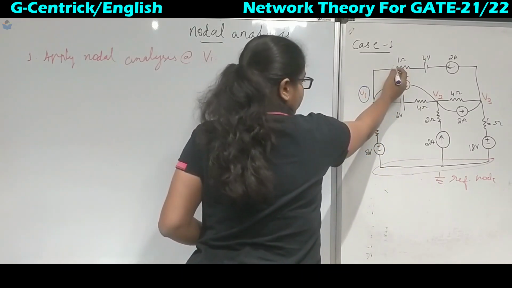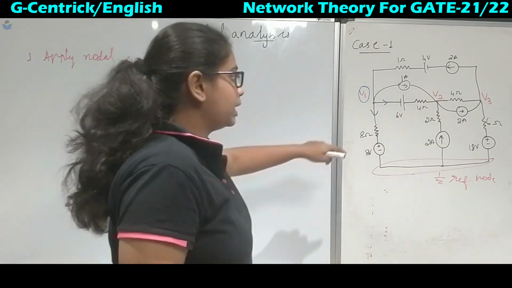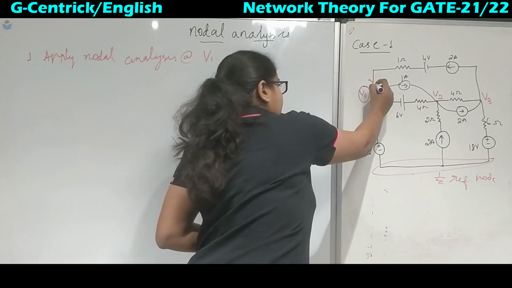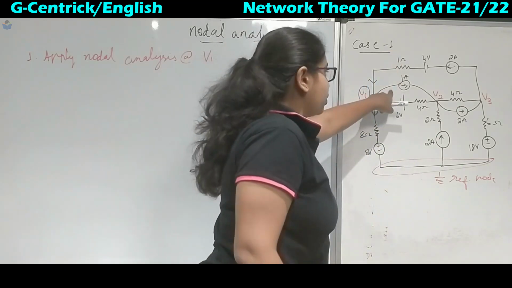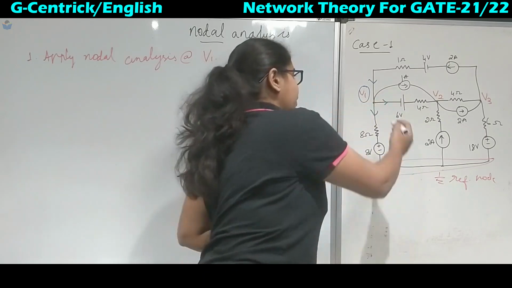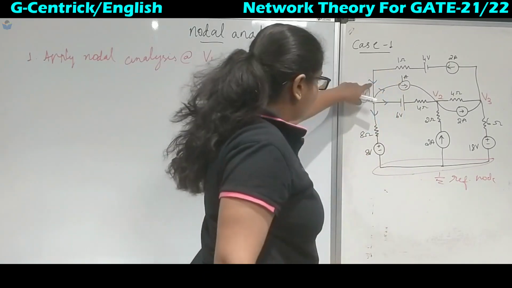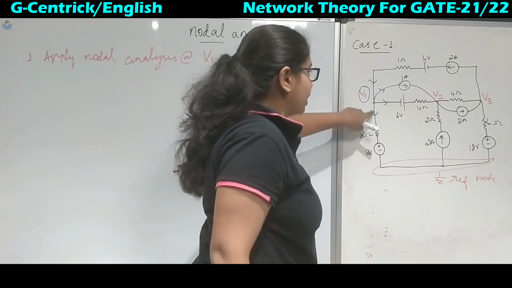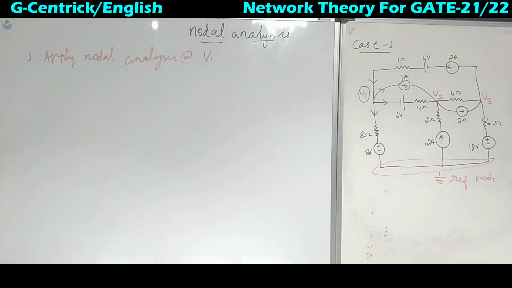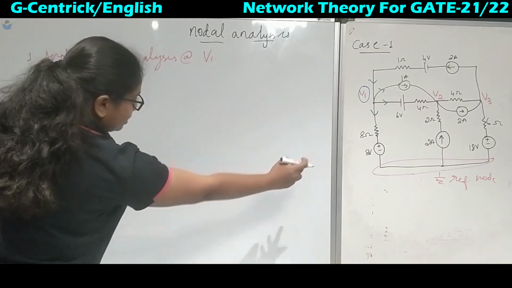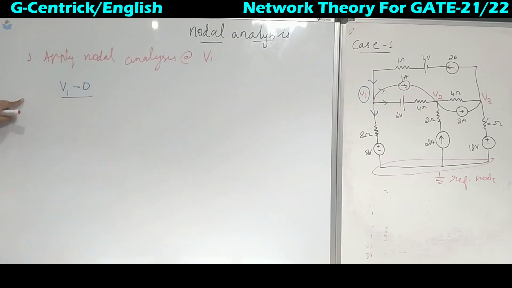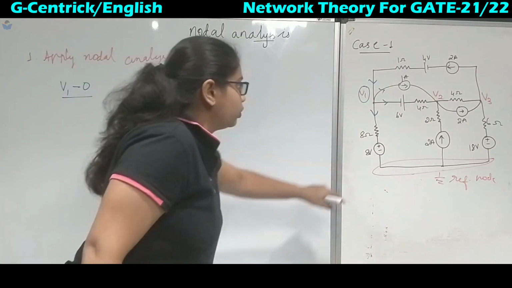Now in this branch we do not need to write the current direction because it is already mentioned as 2 ampere. So this is incoming current. Here also, in this branch they have given the 1 ampere current, which is outgoing. So now there are 3 branches of outgoing current and 1 incoming. So first write the outgoing currents. V1 minus 0, V1 minus 0 upon 8 ohms.